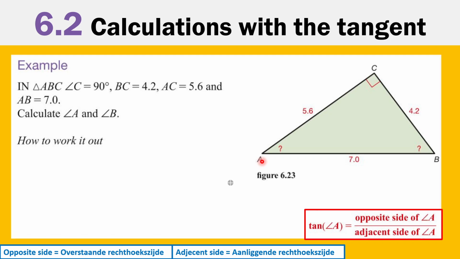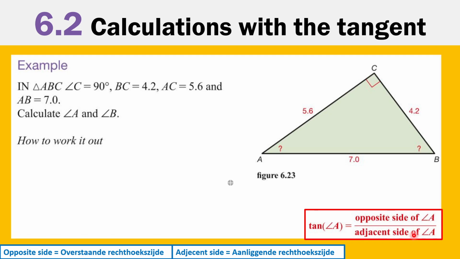For example, here, in capital letters apparently, triangle ABC, angle C is 90 degrees, BC is 4.2, AC is 5.6, AB is 7. Which is funny because we didn't even really need 7 here, but we'll see that. How can we now calculate angle A and angle B? Well, first write down the actual formula with now numbers.